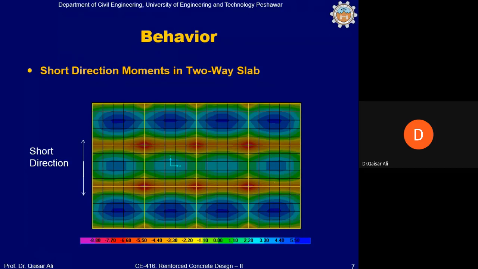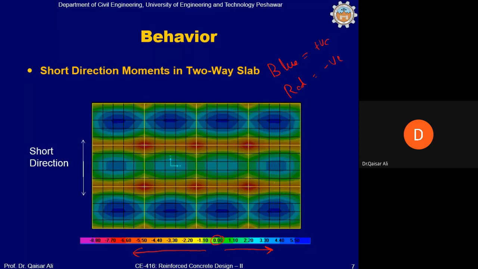This is the moment diagram of the given slab along the shorter direction. The blue color is showing positive moment, and the red color is showing negative moment. The green color is showing 0 moment. As you go toward this side, the color is getting deep blue, the positive moment increases, and as the color gets deep red, the negative moment increases.